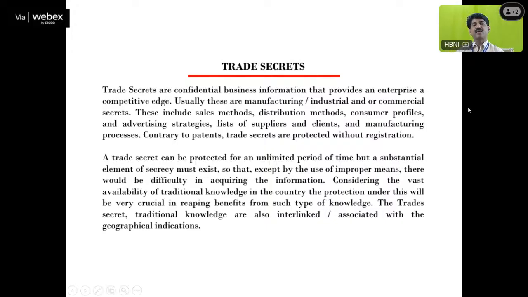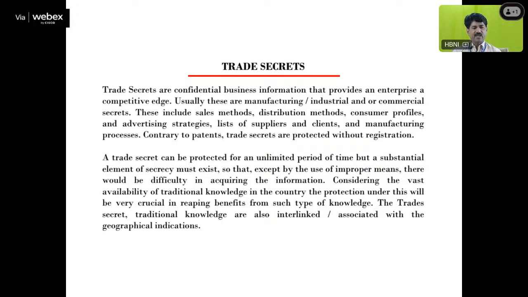So the list of suppliers for a particular manufacturing company and their clients, all these are trade secrets. Because if two companies are working in a similar field and the list of suppliers is open, there will be some negative competition. So the list of suppliers for various manufacturing companies are also trade secrets. The clients also come under this. Various manufacturing processes are also trade secrets.